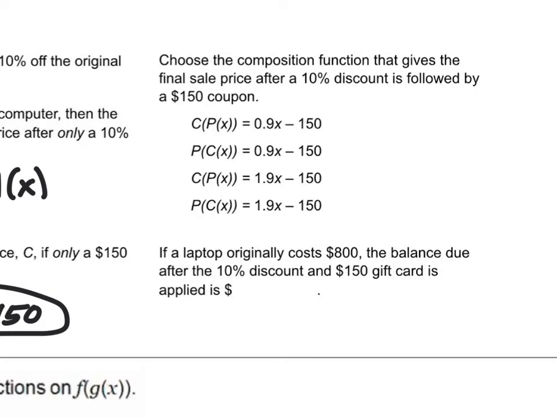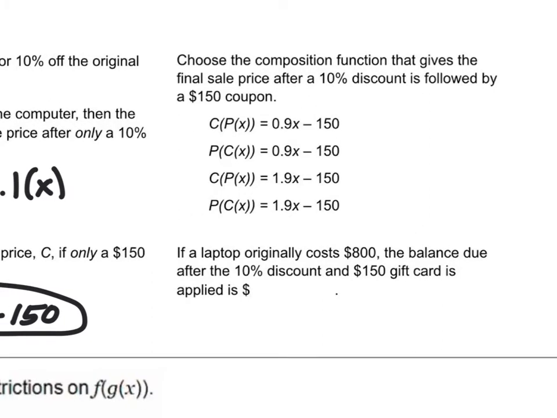And so what you would do then is you got to think about which one you are doing first. You are taking the final sale price, you take a 10% discount that is followed by a $150 coupon. So you have to read this, and it says a 10% discount is followed by a $150 coupon. So we're not applying the coupon and then taking the 10% discount. We're taking the 10% discount and then applying the coupon.